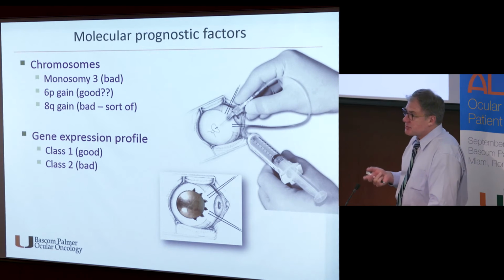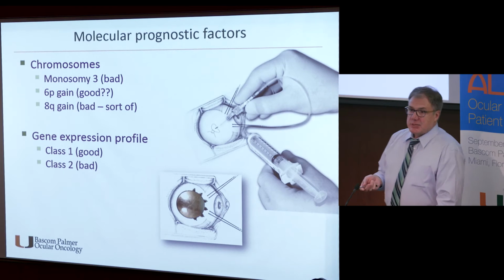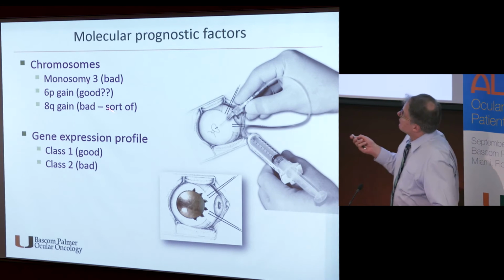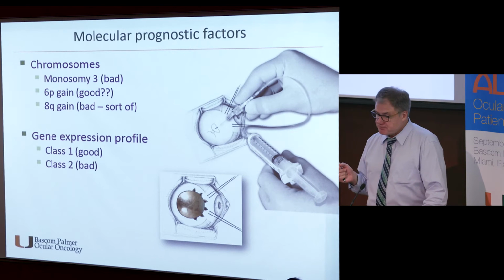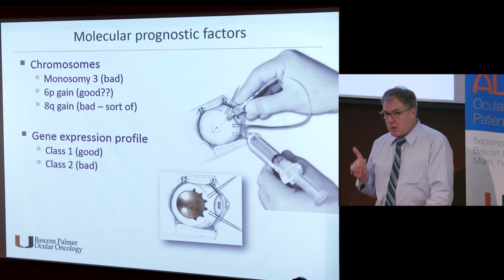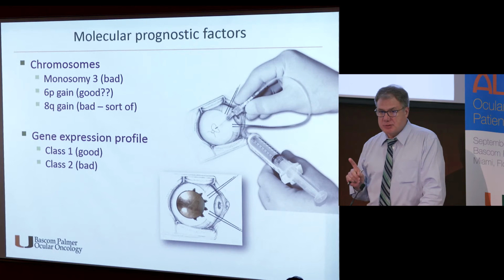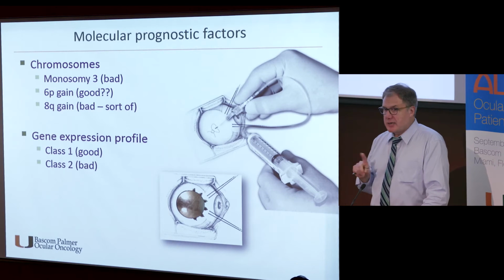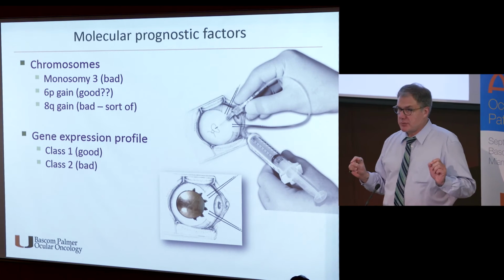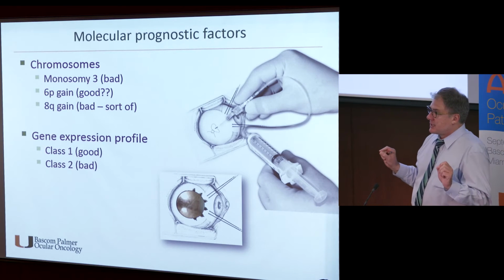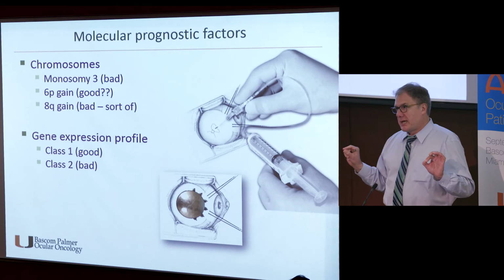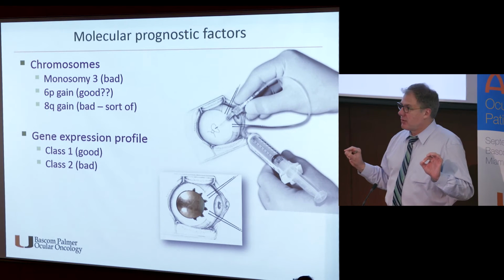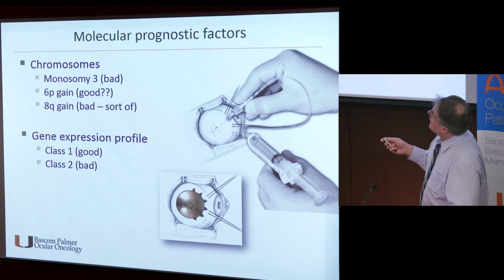Chromosomal testing is much better than anatomic testing. For example, monosomy 3 is where you've lost a copy of chromosome 3. But you have to have lost the whole copy of chromosome 3. If you lose part of chromosome 3, that doesn't count. It doesn't mean anything. You have to lose all of chromosome 3. So if you don't have a test that actually detects loss of all of chromosome 3, then that test isn't giving you all the information that you want.